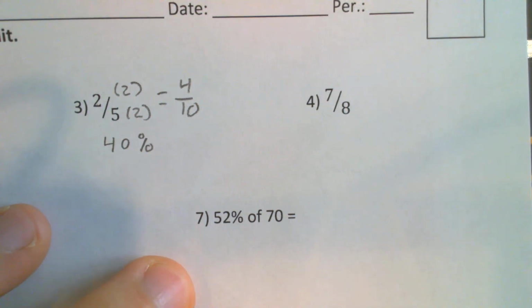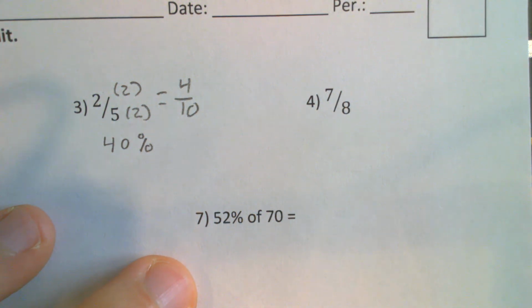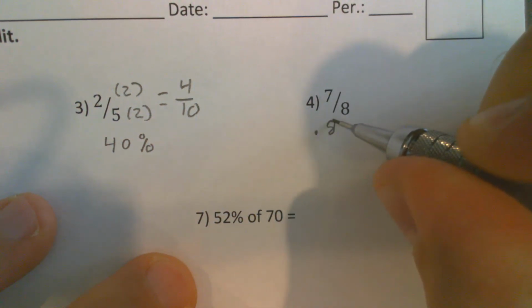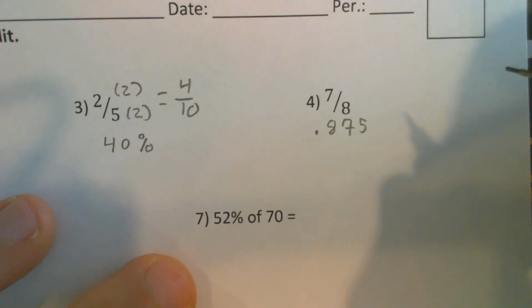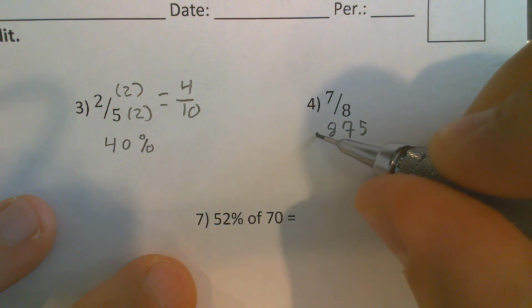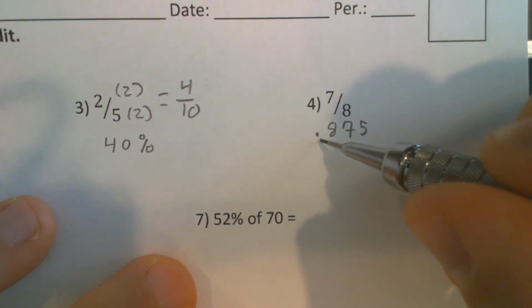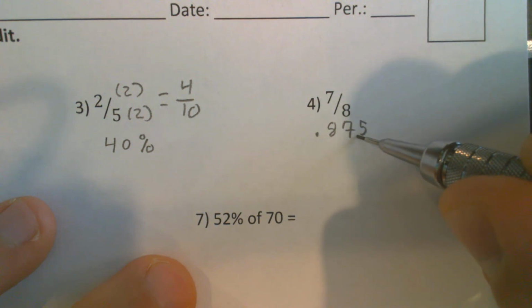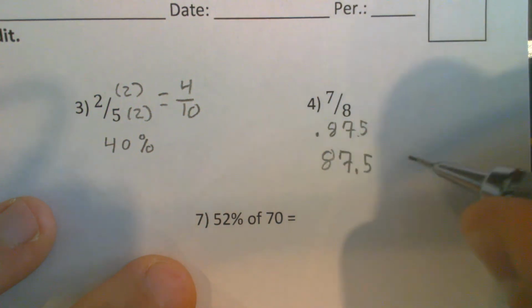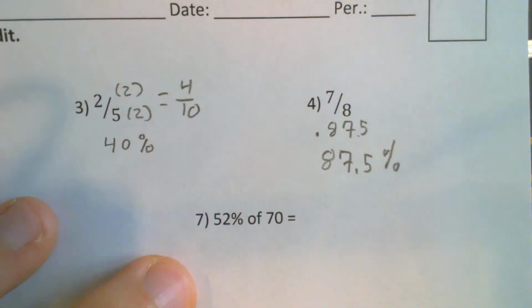So that might make more sense for number 4, 7 over 8. If you were to divide this out in the calculator, that's going to give you 0.875. Now that we have a decimal, multiply by 100 to make it a percent. So when you multiply by 100, you move the decimal spot 2 times to the right, which will give us 87.5. Add the percent.